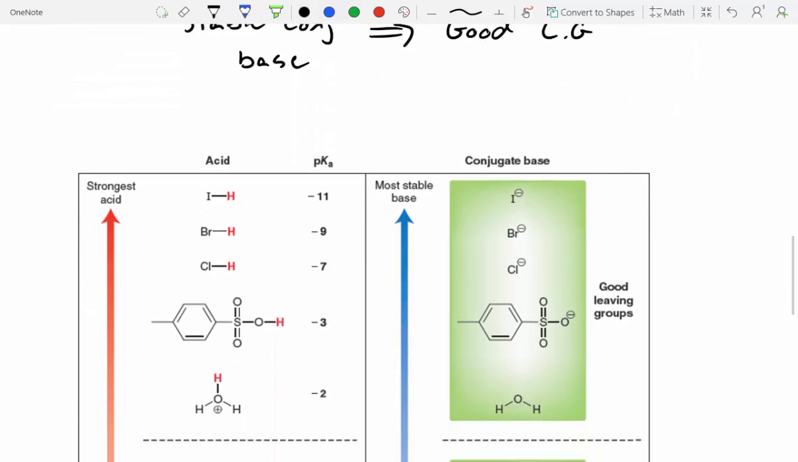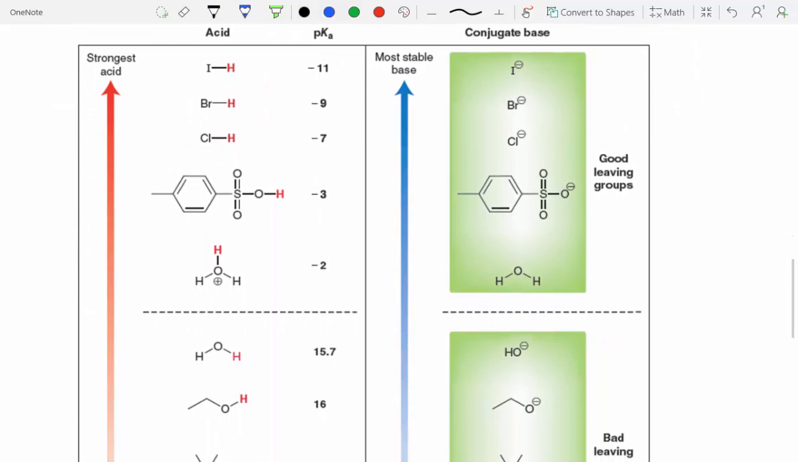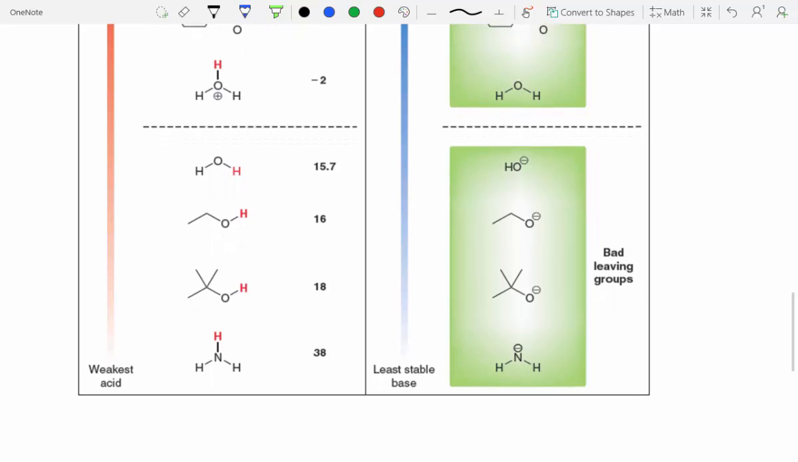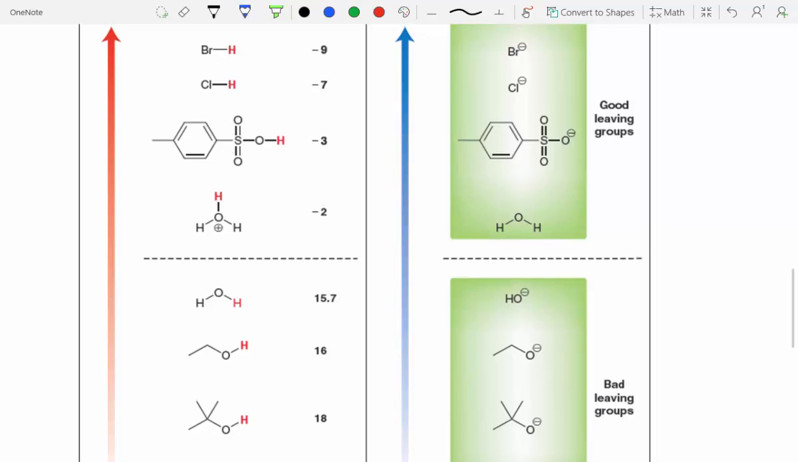So if we look at just a simple pKa table, we could say, all right, HI has a pKa of negative 11. That means it has a really, really stable conjugate base because it's a super strong acid. And then we can go down to weaker and weaker acids that have pretty crummy leaving groups. So at the bottom, NH2 minus is a really crummy leaving group. Typically things that have oxygen with a negative charge are going to be poor leaving groups unless there's resonance. And then up here we've got better leaving groups.